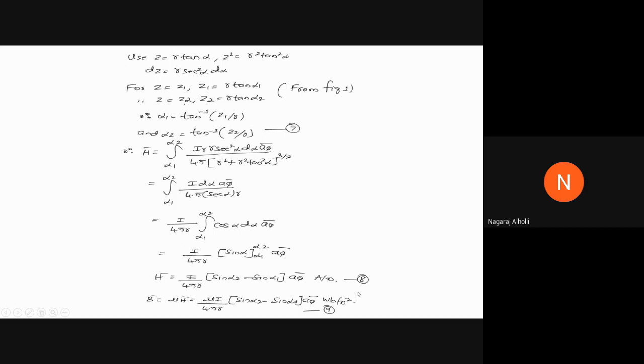Take it as equation 8. We have found out the equation for magnetic field intensity. Then next is finding the equation for the flux density, B bar or B. B is given by mu into H, or B bar is equal to mu H bar. We have found the equation for H bar. Substitute here in this equation for mu H bar, then we'll get mu into I by 4 pi r into sine alpha 2 minus sine alpha 1, equation 9.